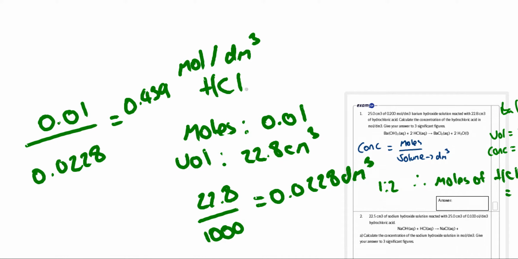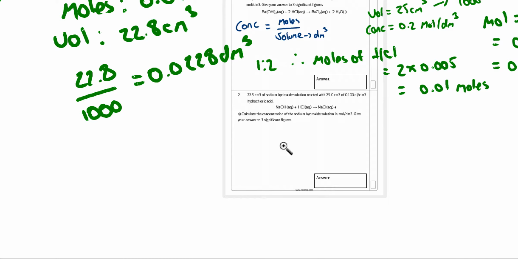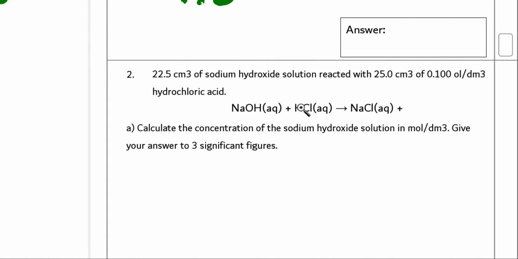So now we move on to number 2, and again, please try this before listening to the answers. We're given 22.5 centimeters cubed of sodium hydroxide solution reacts with 25 centimeters cubed of 0.1 mole per decimeter cubed of hydrochloric acid. Can you calculate the concentration of sodium hydroxide in moles per decimeter cubed, giving your answer to 3 significant figures?